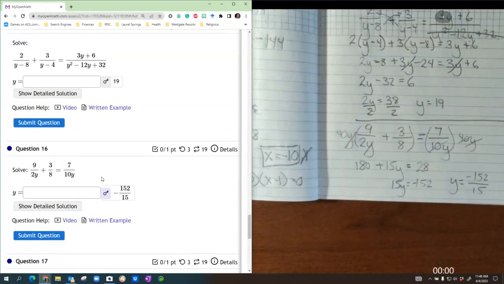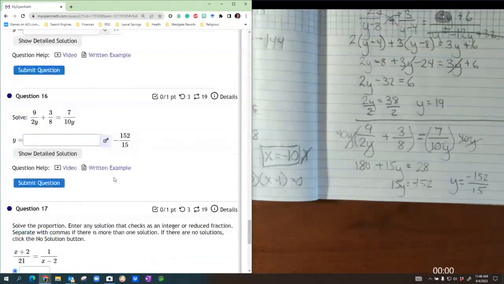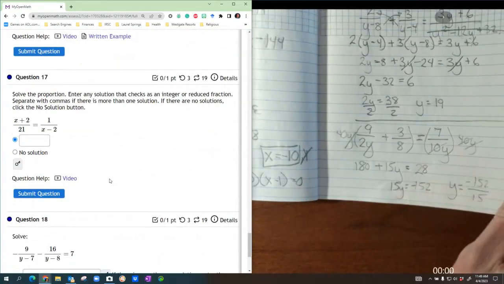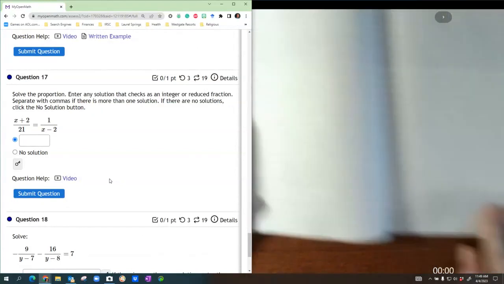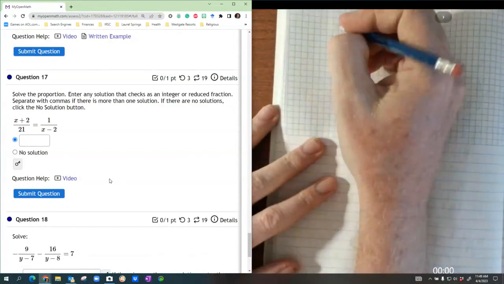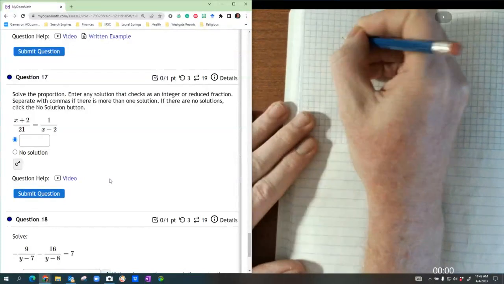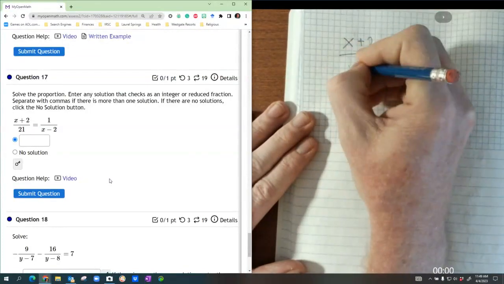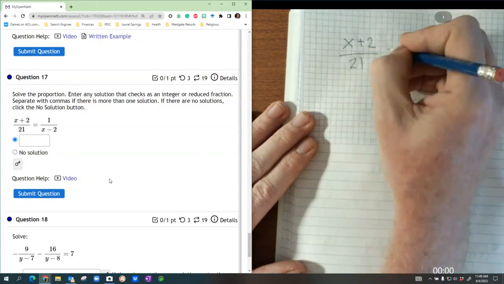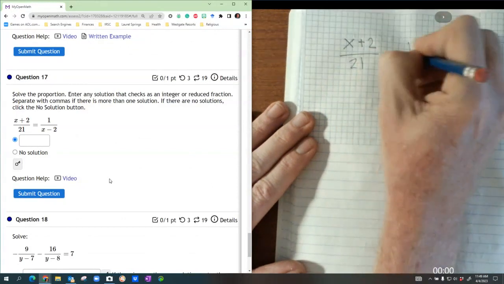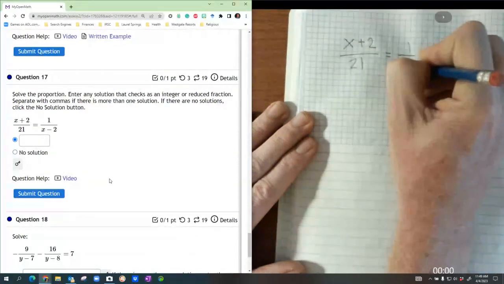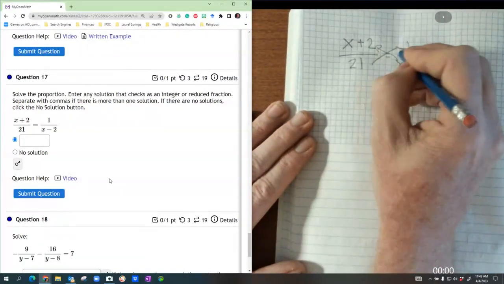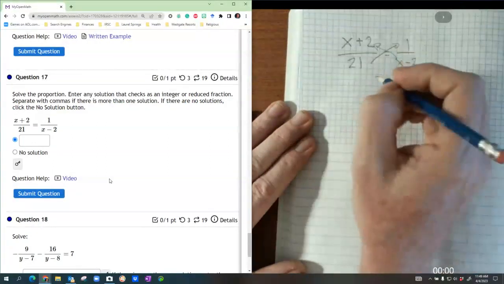Some of these are not the friendliest numbers, of course. Now with these kinds of problems right here, I want to show you something. These are what we call proportions, and it says solve the proportion. With proportions, we have the ability to just cross multiply.